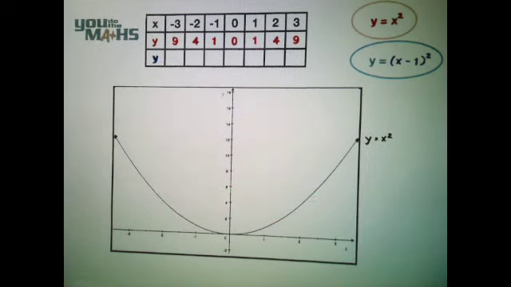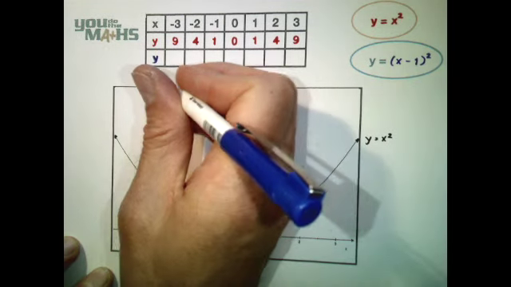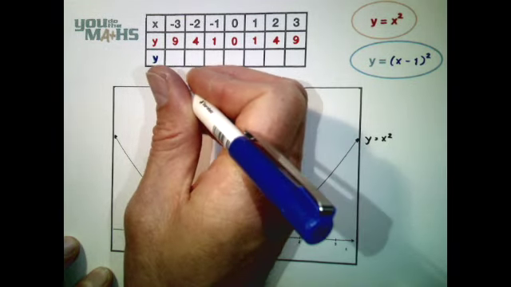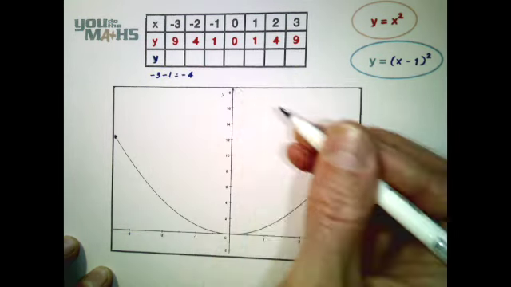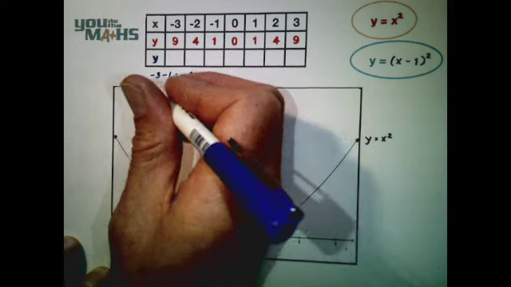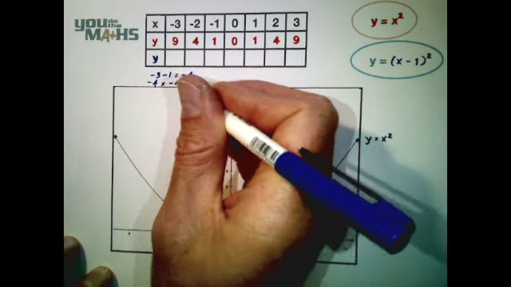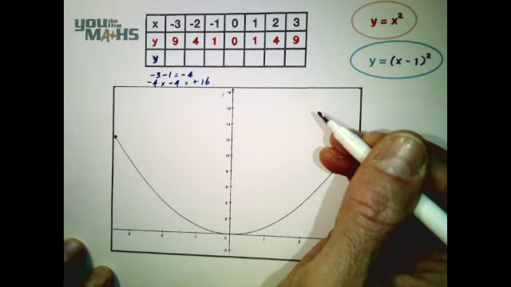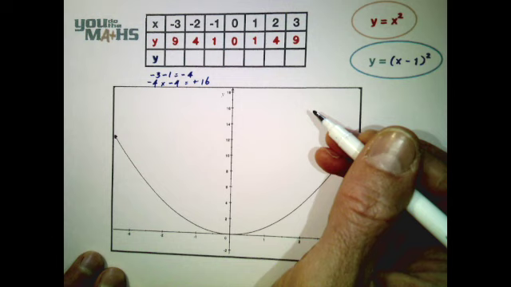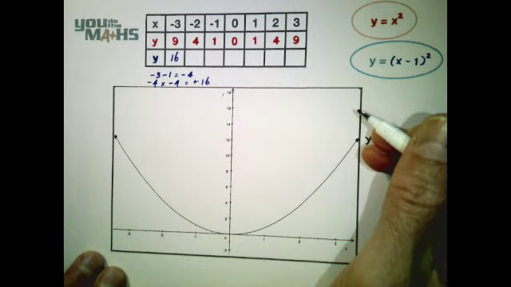Let's have a look at what happens when the equation is written in the form of a bracket of x minus or plus some value all squared. In this case, it's x minus 1 squared. So what we're going to do is first of all subtract 1 from -3 to get -4. And if we square that, we know a negative multiplied by a negative is positive, and 4 4s are 16. So when x equals -3, y in the case of x minus 1 all squared is equal to 16.